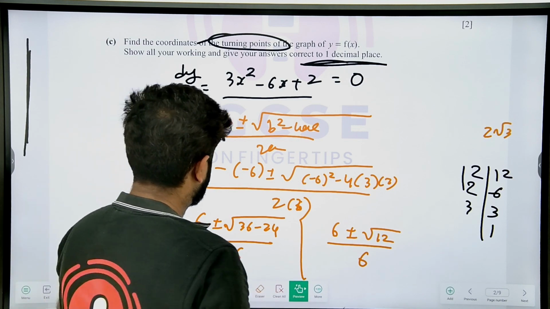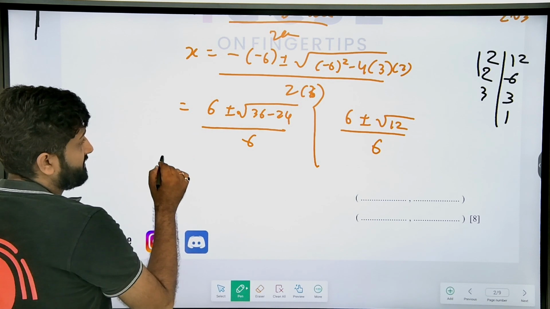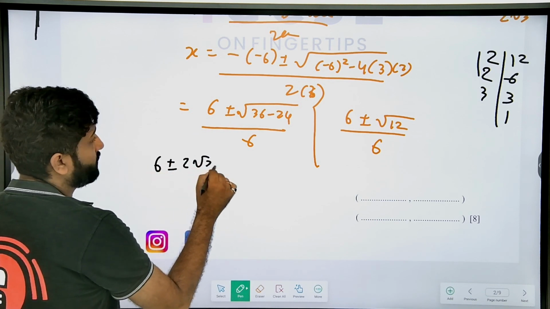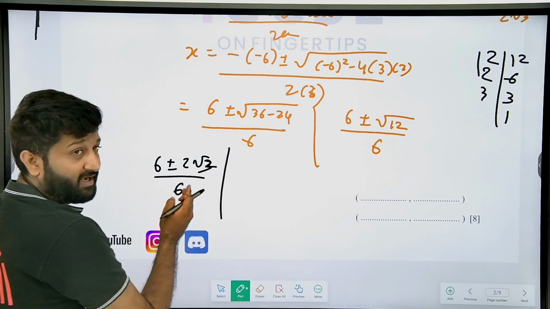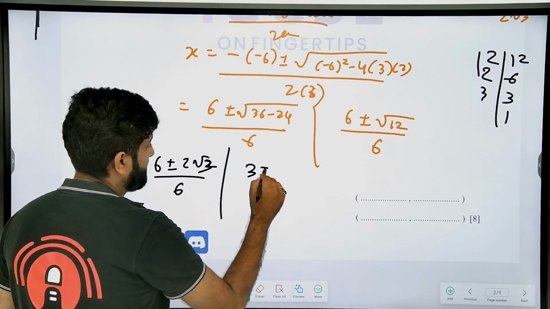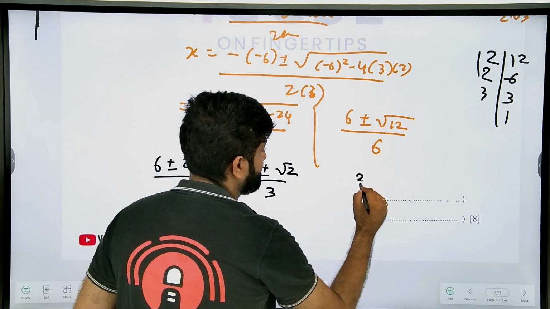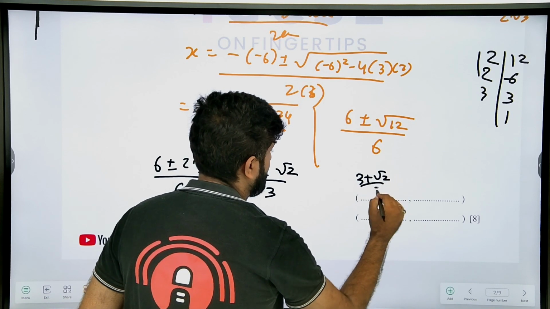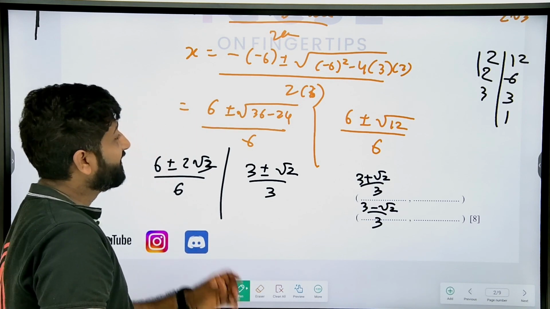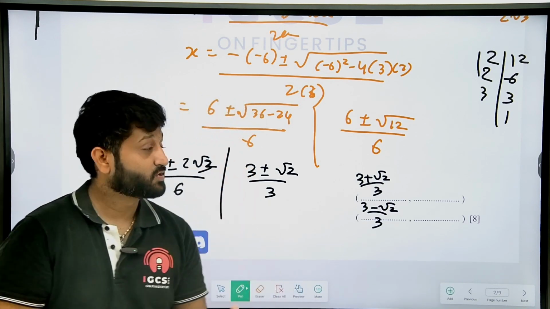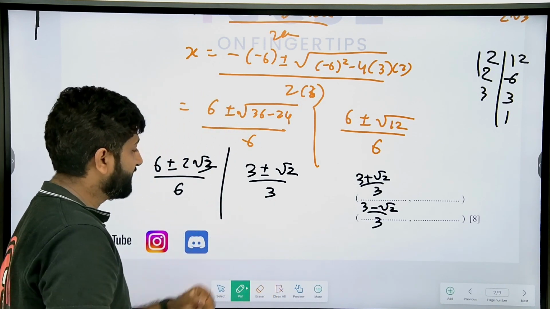So, I can further simplify this as 6 plus minus 2 root 3 by 6. Or if I take 2 common, I have 3 plus minus root 3 by 3. So, one value of x is 3 plus root 3 by 3 and the other value is 3 minus root 3 by 3. Guys, I do not have the calculator with me. Let me find my calculator, I'll be back in a minute.